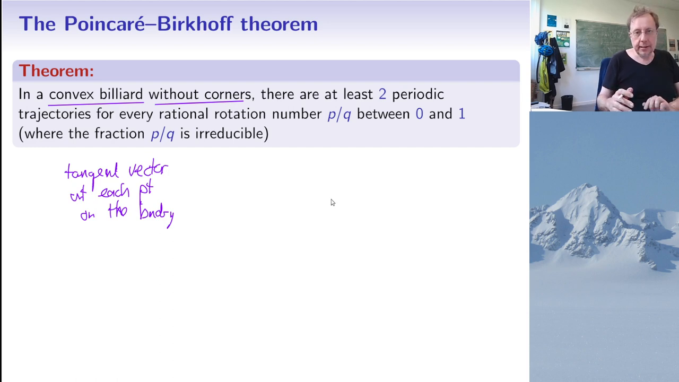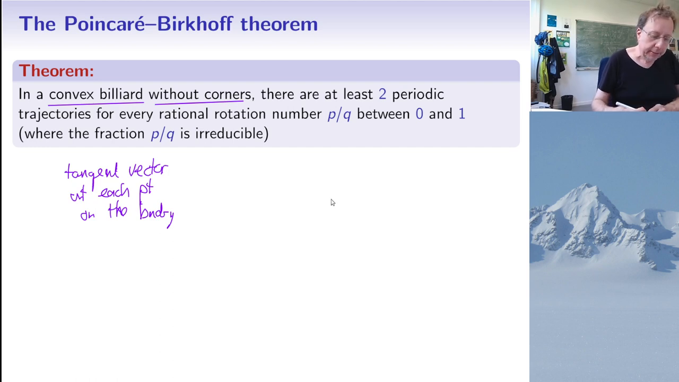And the claim is that for such a billiard, there are at least two periodic trajectories for every rational number, so of the form P over Q, between 0 and 1. And here I always ask that the fraction P over Q be irreducible. So P and Q should be co-prime. Their greatest common divisor should be 1, because otherwise I have something like rotation number 2 over 4, which is the same as 1 over 2. Okay, but that's our result. So for any P over Q rational between 0 and 1, I have at least two periodic trajectories with that rotation number.